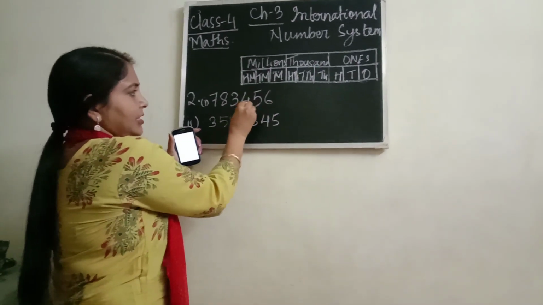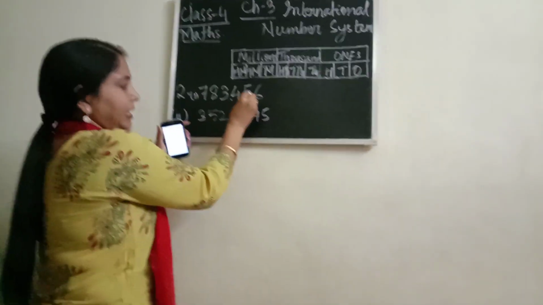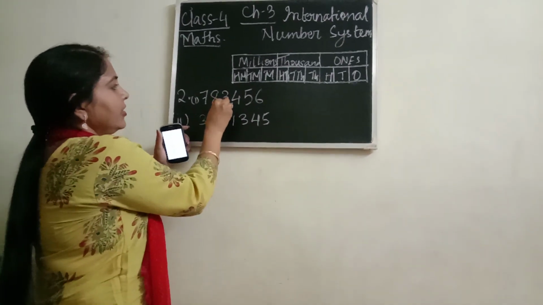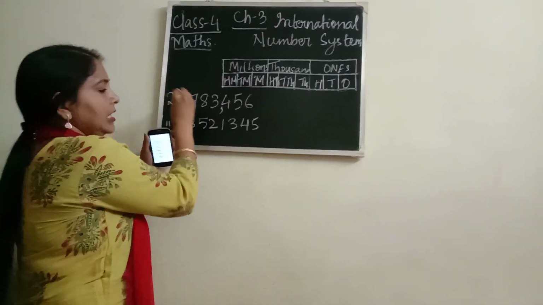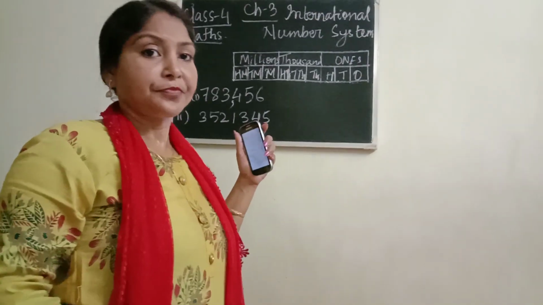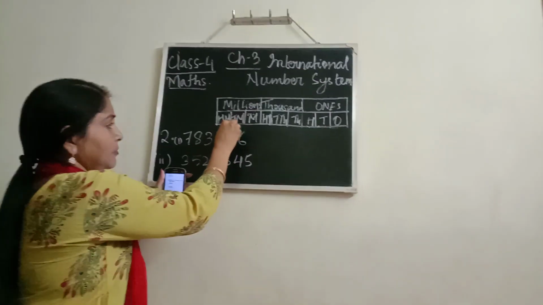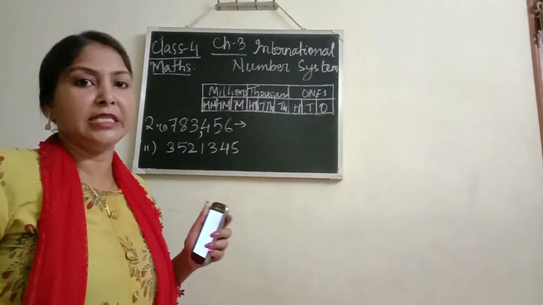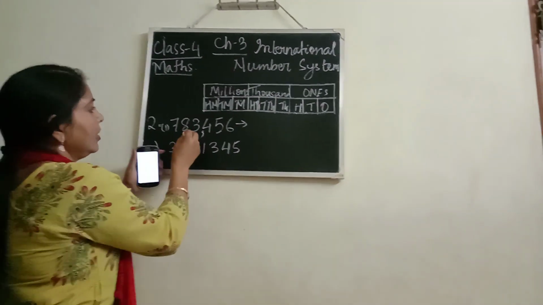Ones place, hundreds place, thousands place. Sorry, ones place, tens place, and hundreds place. And here, 1,000, 10,000, and 100,000. So this is ones period and this is thousands period. Now, how will we read this number?